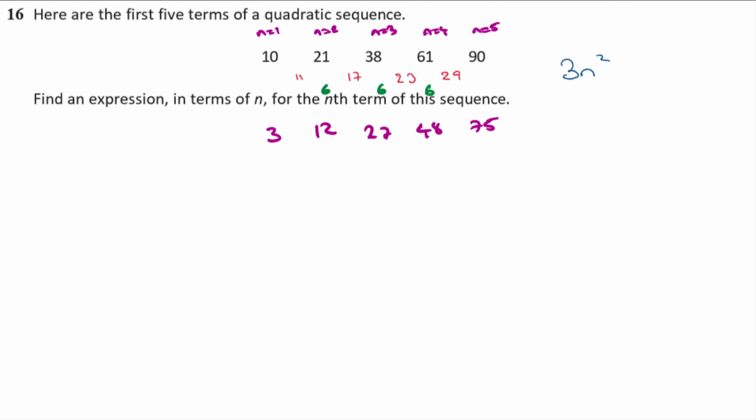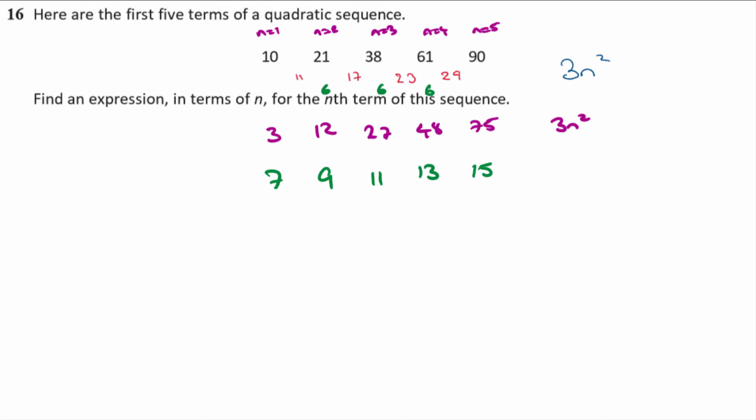So then you work out the differences between your original sequence and this sequence for 3n squared. So what's that then? The difference is 10 take away 3 is 7, 21 take away 12 is 9, 38 take away 27 is 11, 61 take away 48 is 13, and 90 take away 75, that is 15.